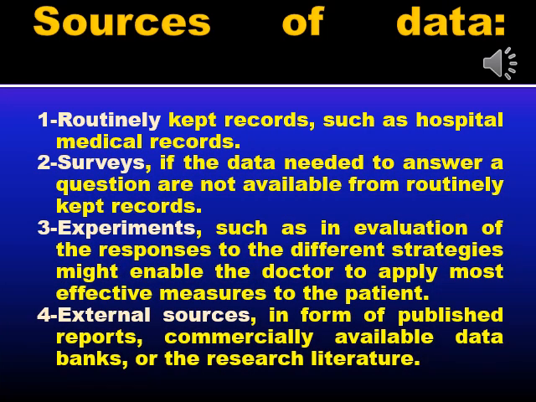First, the routinely kept records, such as hospital medical records. Second, from surveys, in which the data needed to answer a question are not available from routinely kept records, so we are going to take them by survey. Or by experiments, such as evaluation of the response to different strategies, which might enable the doctor to apply the most effective measures to the patient. Or external sources in the form of published reports, commercially available data, banks, or research literature, nowadays through the internet.